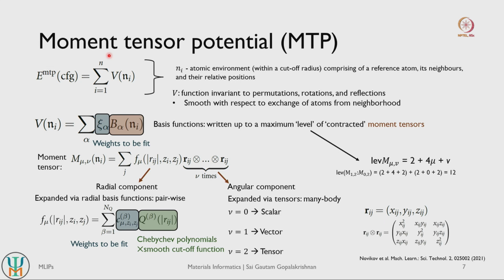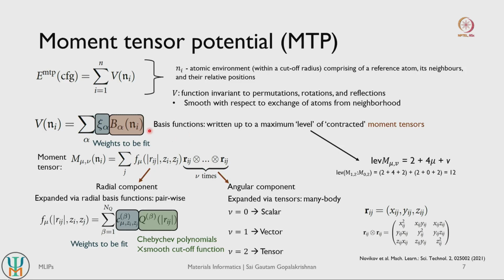So what does this individual atomic energy term look like? You can see that it's a linear function of some weights, indicated by zeta here, and the B alpha terms. You can consider the B alphas to be your descriptors of your local atomic environment, and the zeta are the weights, which are learnt or fit to a reference data set. So when you are learning your moment tensor potential, you will learn these zeta terms.